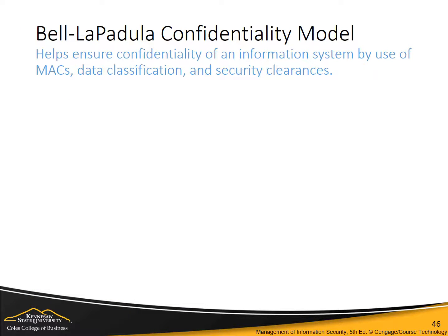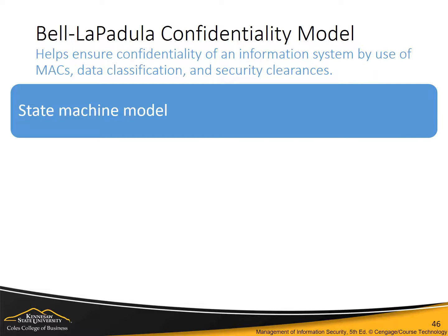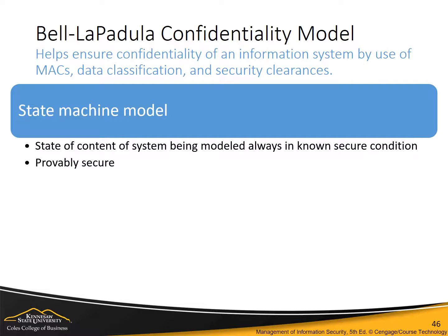The Bell-LaPadula confidentiality model helps ensure confidentiality of an information system by means of mandatory access controls that we just discussed, data classification, and security clearances. With this model, a state machine model may be used. This is one in which the design follows a conceptual approach where the state of the content of the system being modeled is always in a known secure condition. In other words, this kind of model is provably secure.